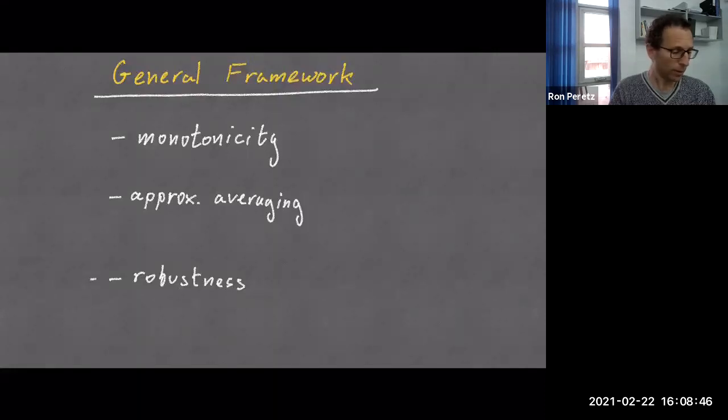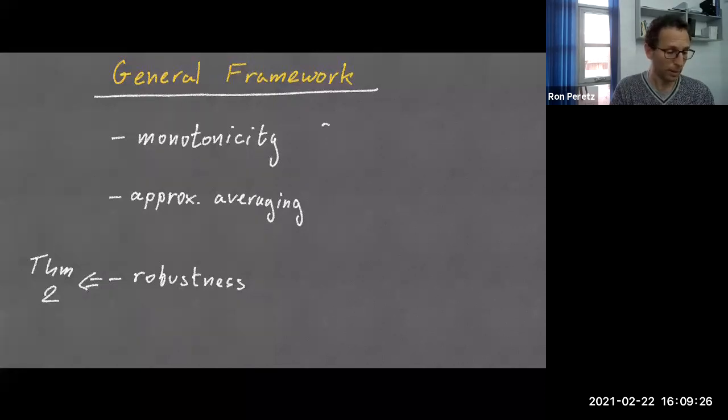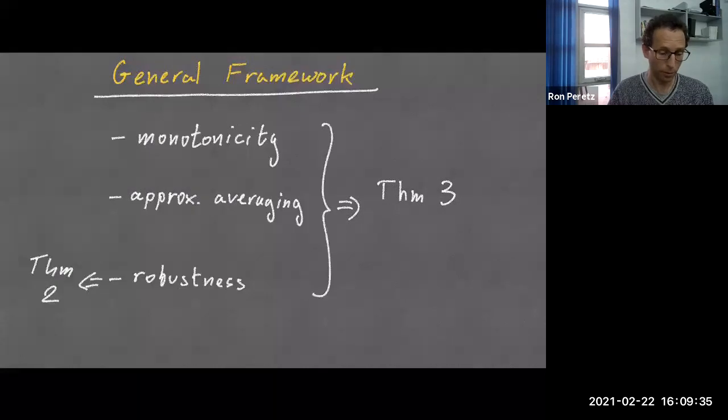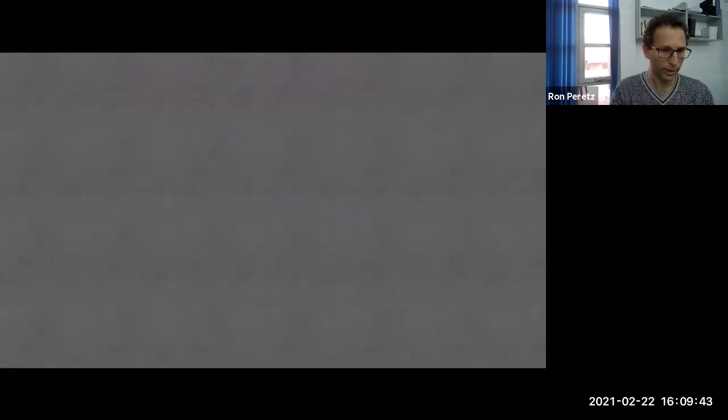And now what we get from these properties. If you only assume robustness, which I didn't tell you what it is, but I will tell you shortly, then you get the convergence. For example, we have dynamics such as the majority dynamics, which also satisfies robustness. Therefore, you get similar results with the majority dynamics for those familiar with it. So for theorem two, which is the convergence result, you only need property number three, robustness. And if you combine the three properties together, you get the approximate learning result, theorem number three. Now, let us focus on robustness because it's a bit more complicated than the other properties.